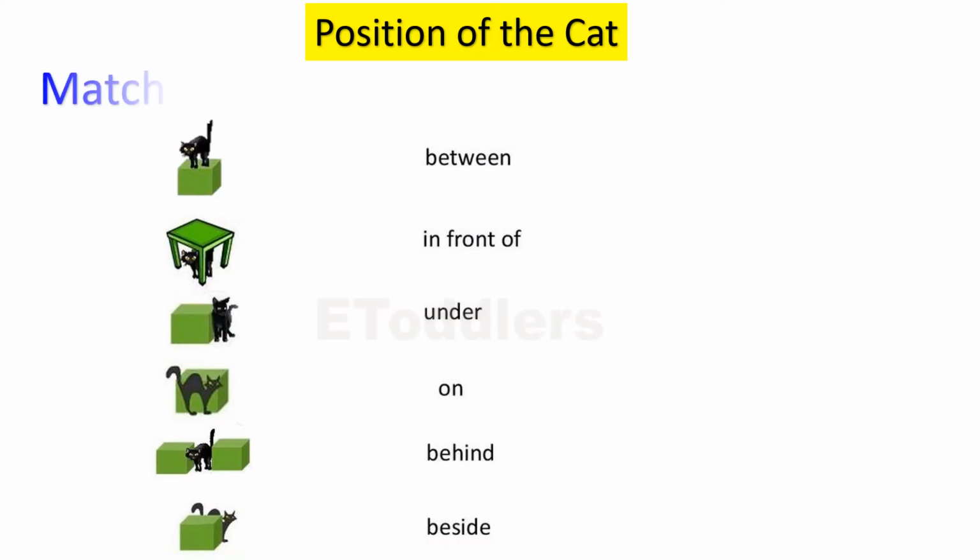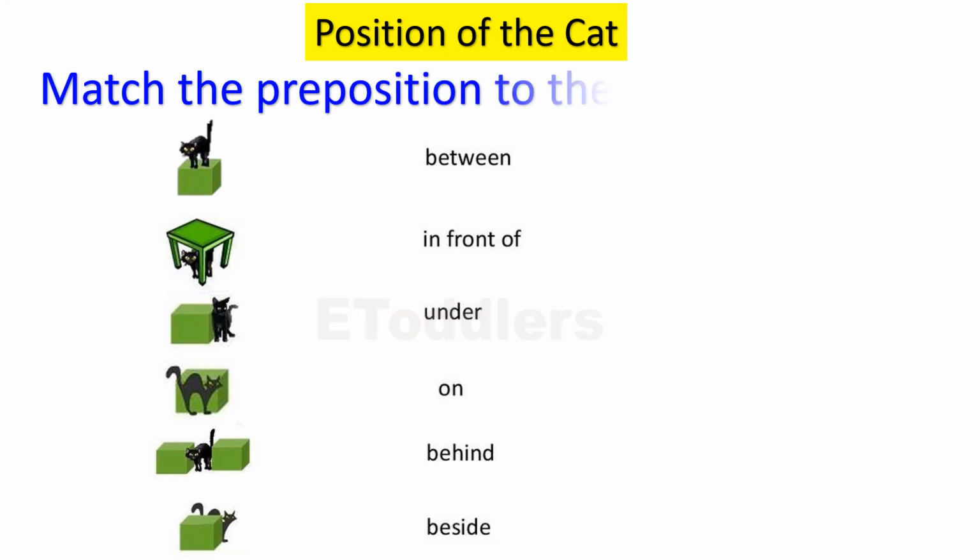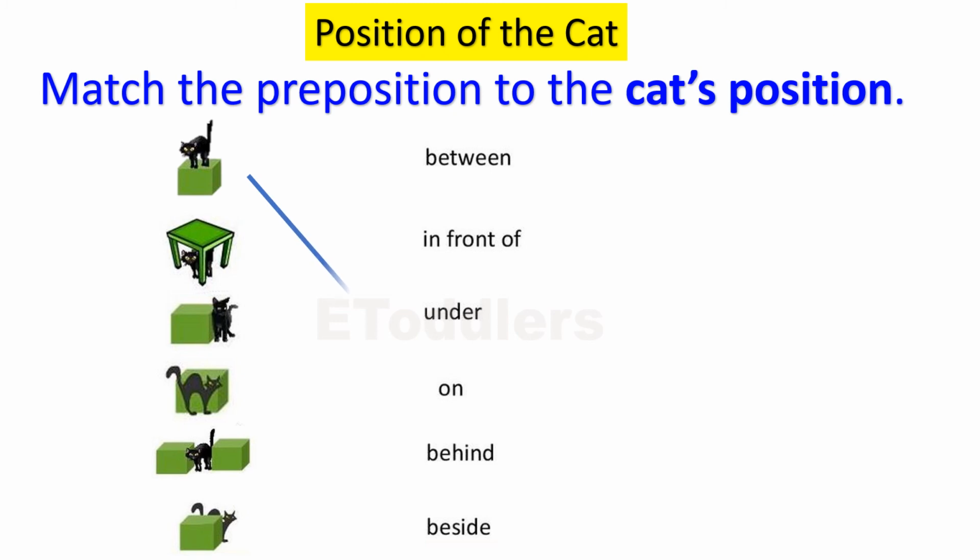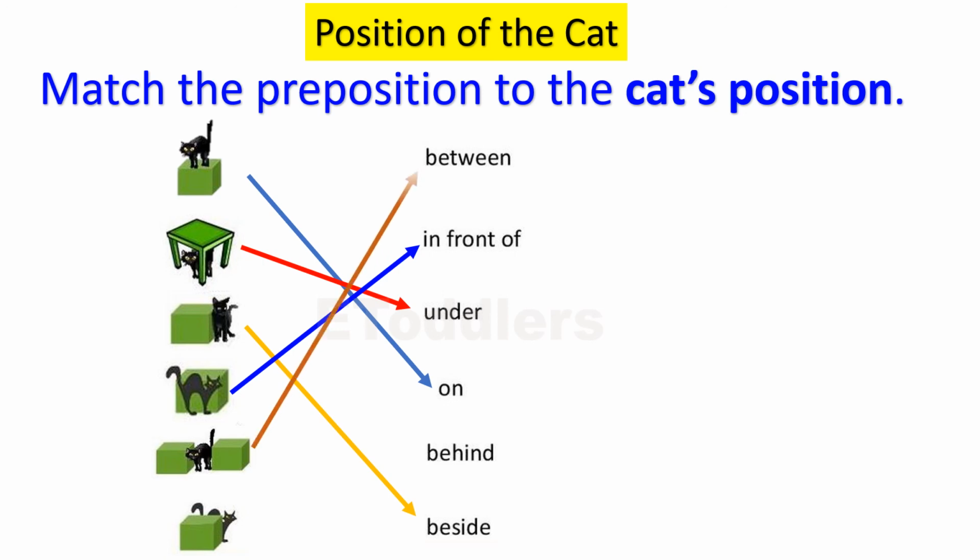Now, match the preposition to the cat's position. The cat is on the box. The cat is under the table. The cat is beside the box. The cat is in front of the box. The cat is between the boxes. The cat is behind the box.